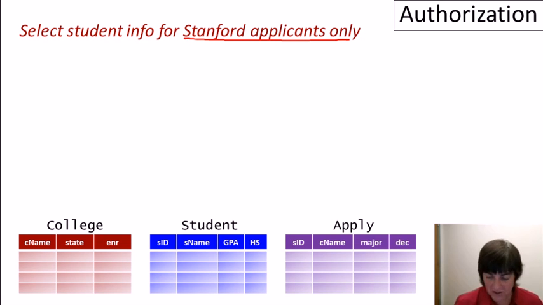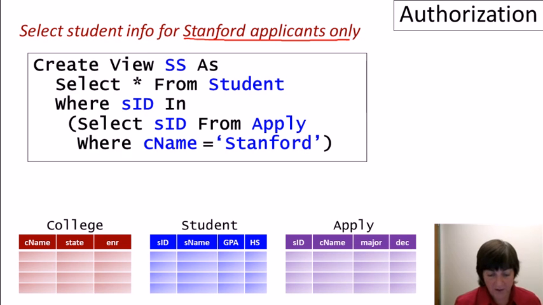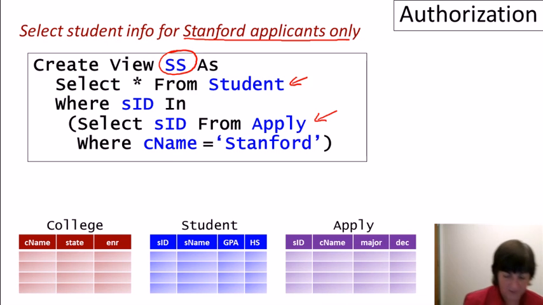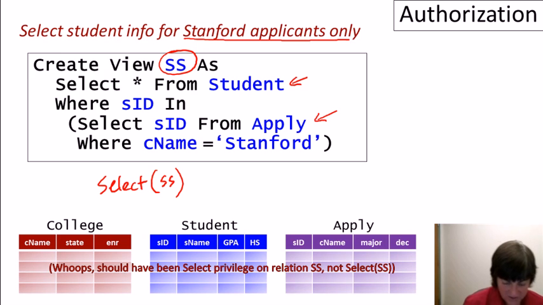The way we do that is actually by using views. So we can create a view that gives us the student information for Stanford applicants only, and then we can grant users privileges on the view rather than directly on the relations. So here's our view. It says we'll find all students where their student ID is in the IDs of the students who have applied to Stanford, and we'll call that view SS for Stanford students. Now we can give a particular user the select privilege on SS, and that allows them to select the data that's in the view but not see any of the data outside of the view. Specifically, they won't be able to see student information if the students didn't apply to Stanford.